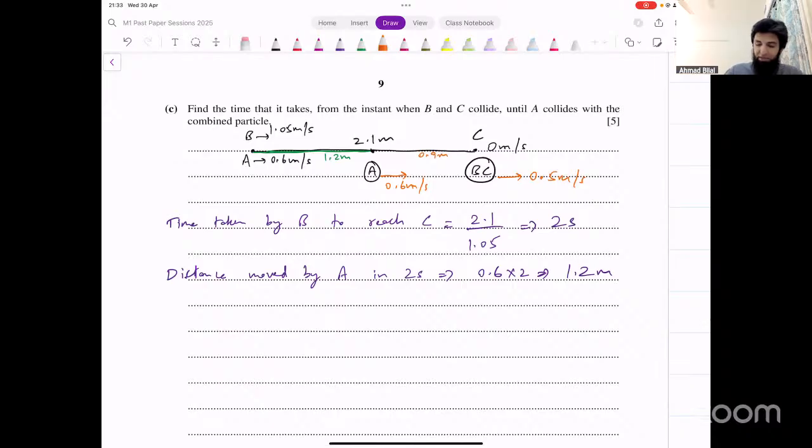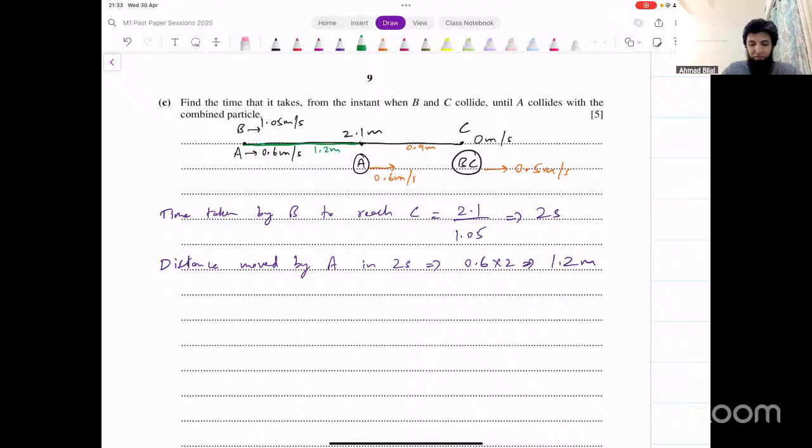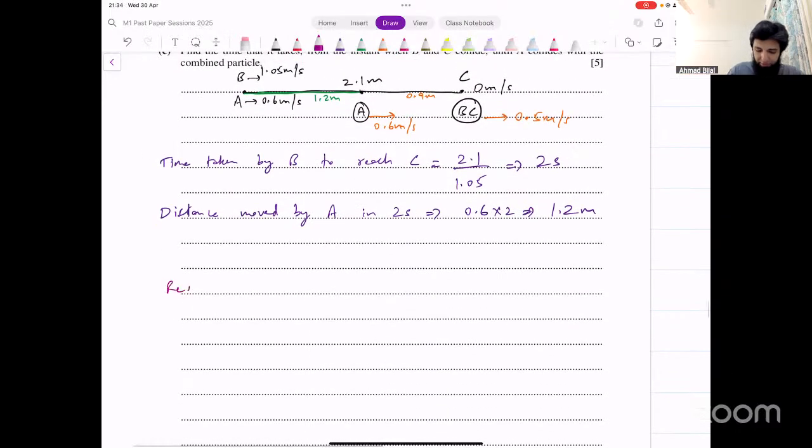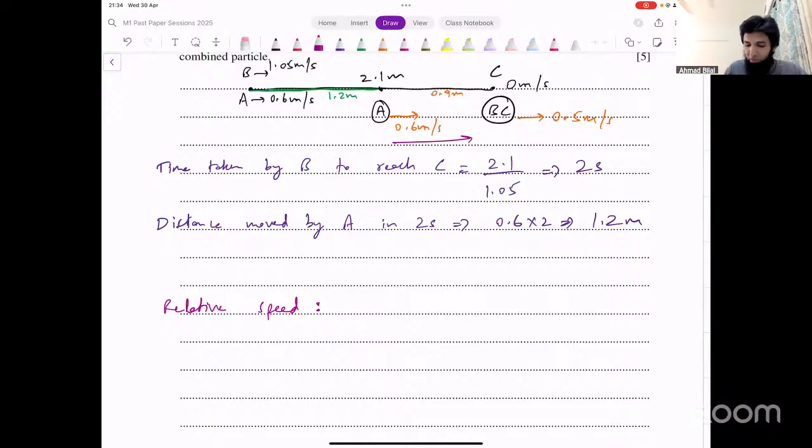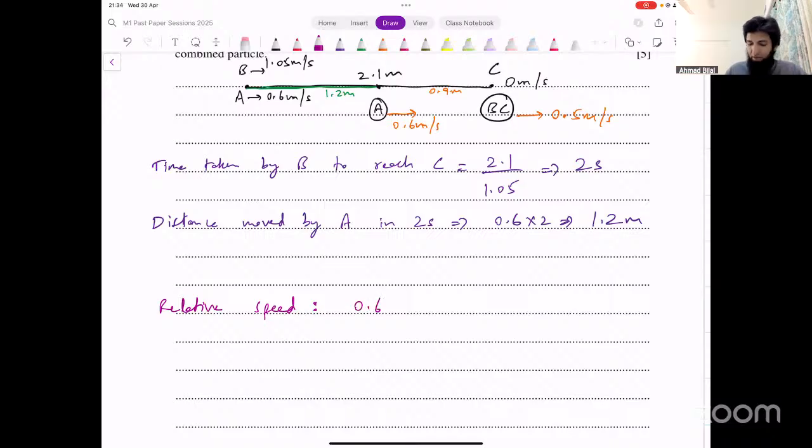Now, how much time does it take for A to catch up with BC and collide? Every single second, you see what's happening? A is moving to the right a distance of 0.6 meters, and B is moving to the right a distance of 0.5 meters. How much are they getting closer to each other in that time? In 1 second, they're getting closer by 0.1 meter, right? 0.6 minus 0.5. We call this concept the relative speed, right? What's the relative speed of these particles? Relative speed means the speed at which the distance between the particles is reducing. Every second, A moves 0.6 to the right, sorry, and the combined particle moves 0.5 meters to the right every second.